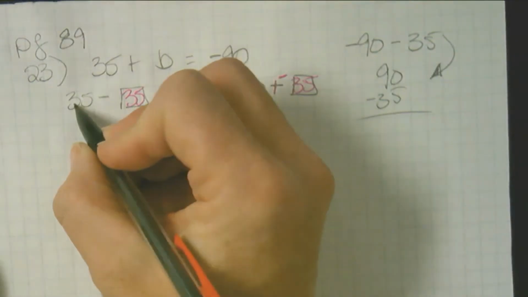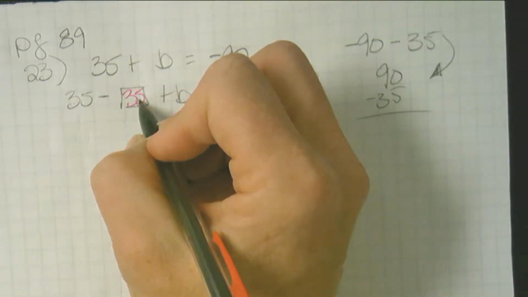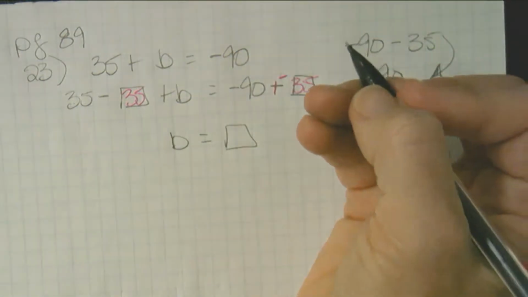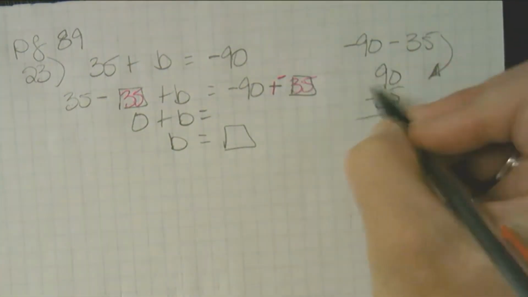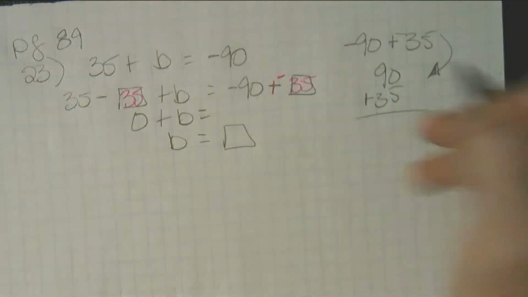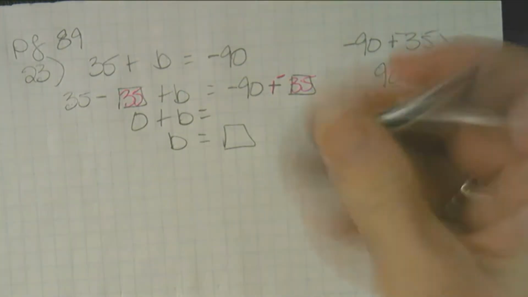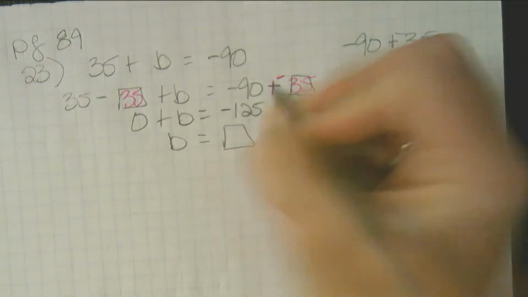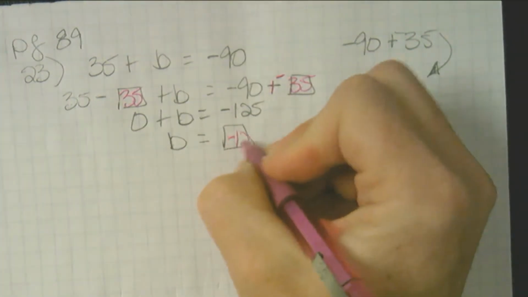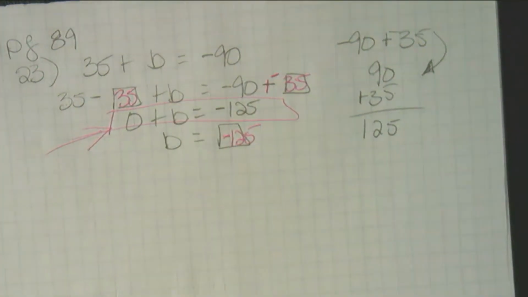All right. Well, if I take 35 minus 35, what do I get? If I do 35 minus 35, Alex, what do I get? 0. So I have 0 plus b equals, well, instead of subtracting these, I need to be adding them. So it's 90 plus 35, which gives me 125, right? So 0 plus b is equal to a negative 125, which means our answer is a negative 125. I do want to see that step for now with you guys, because I want you doing a double check that you added the right number.